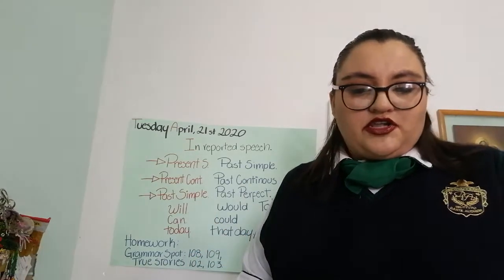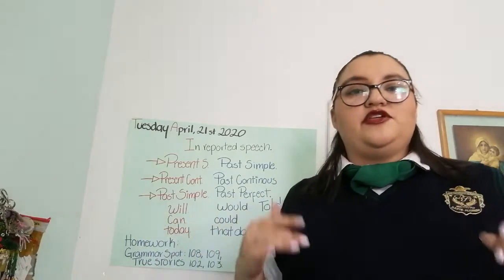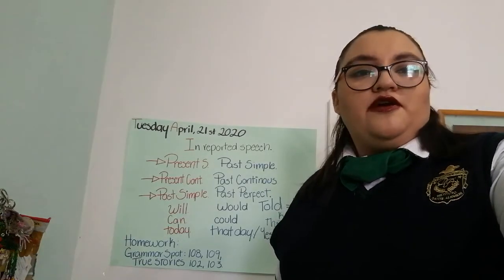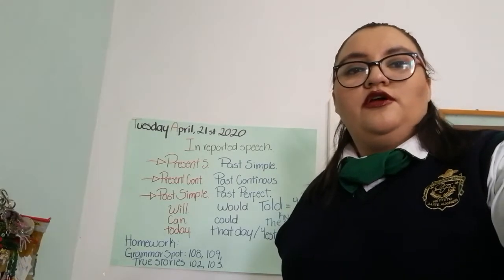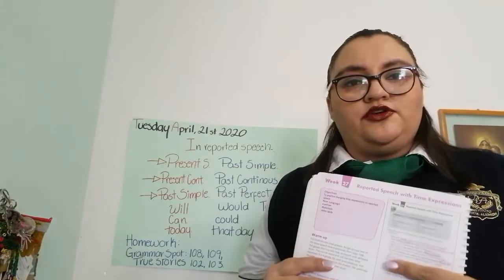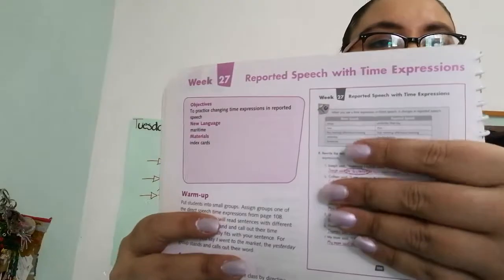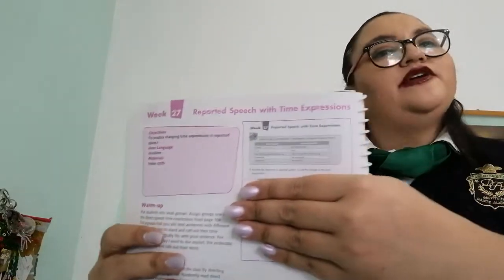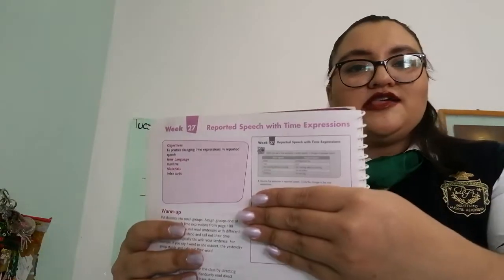Now, I'm going to explain a little bit what we're going to do on pages 108 and 109, and then I'm going to tell you what we're going to do with True Stories, okay? So, let's go ahead, get our grammar books, and start working with homework. Okay, so first homework, page 108. First things first that we always do and we're never going to stop doing: we're going to read the instructions and we're going to read the yellow box so we're familiarized with what the page is for and what the page is asking us for.